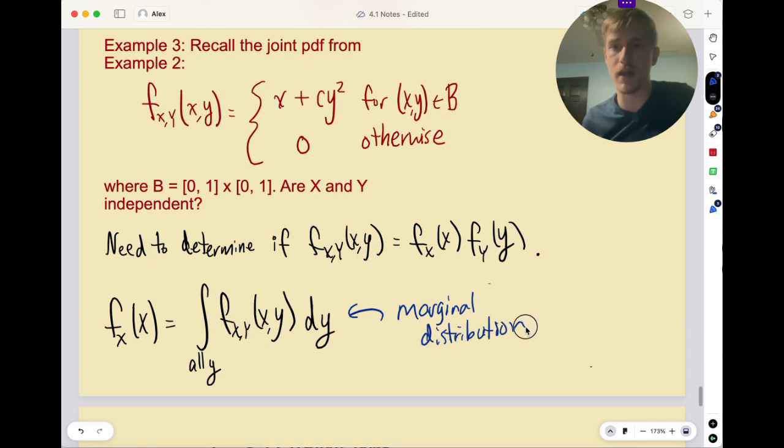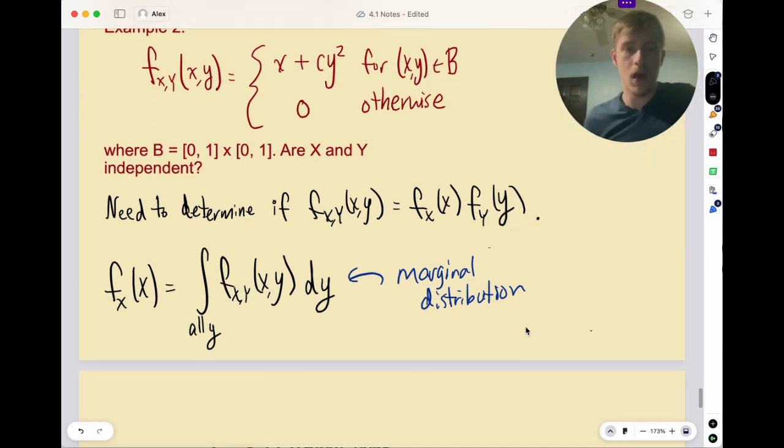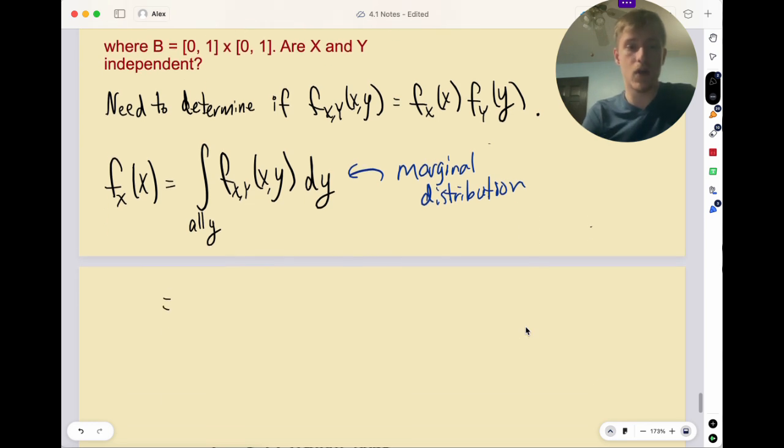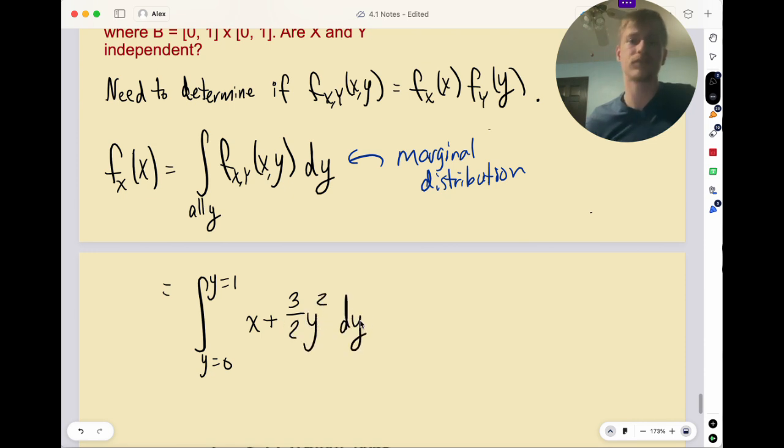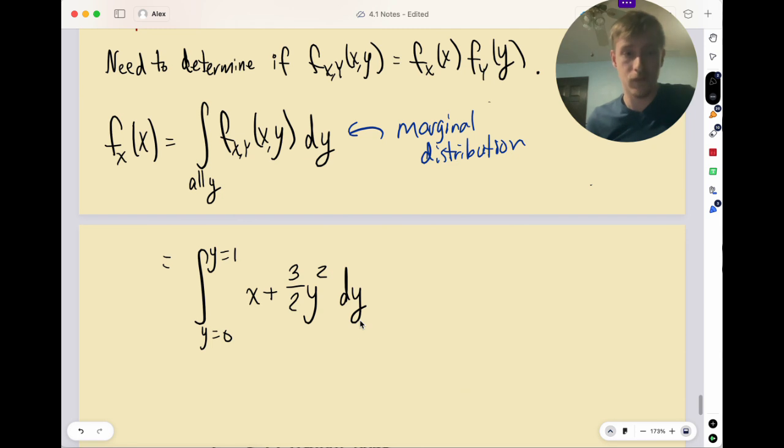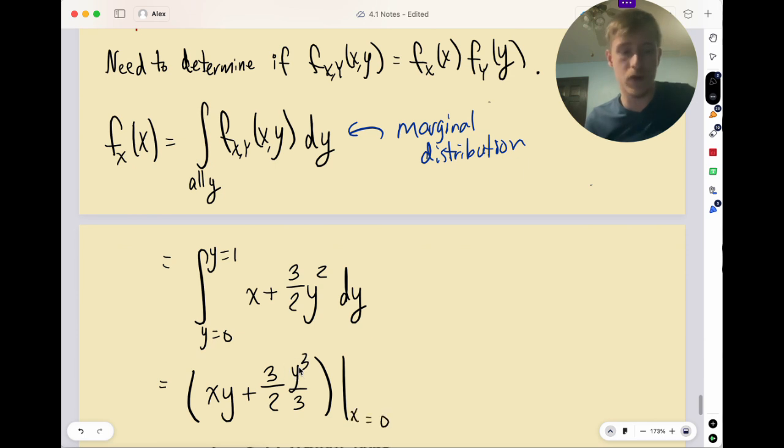Let's go ahead and compute it in this case. How are we going to do that? Well, we're going to integrate over all possible y, which you'll remember is just the y's in the unit square. We're going to integrate x plus, remember we found c to be 3/2 y squared dy. The x is going to pick up a y, and integrating y squared, we get y cubed over 3, evaluating from y equals 0 to y equals 1.